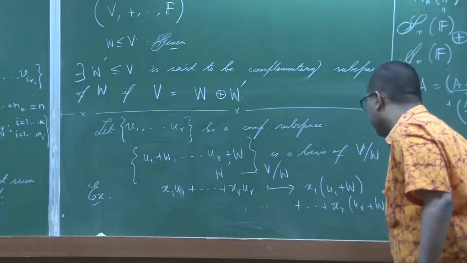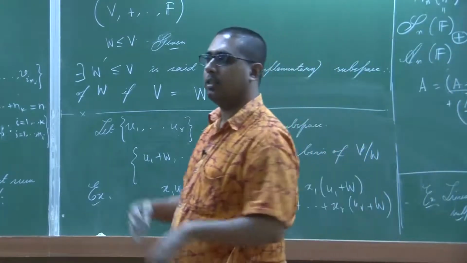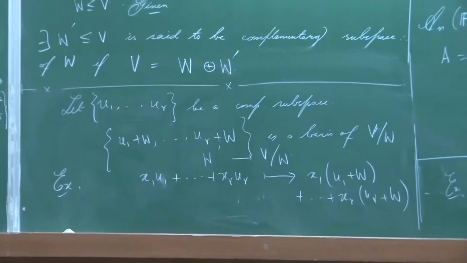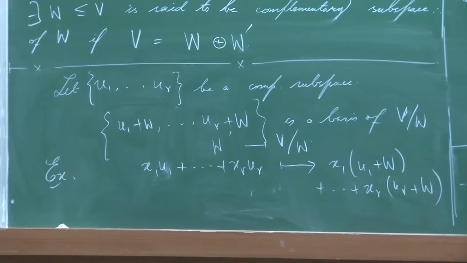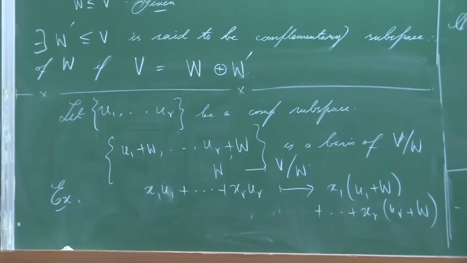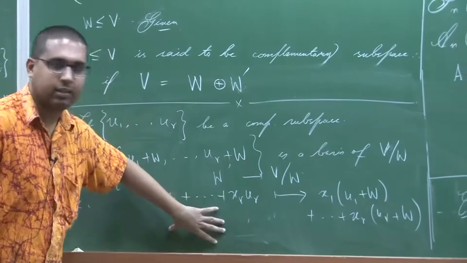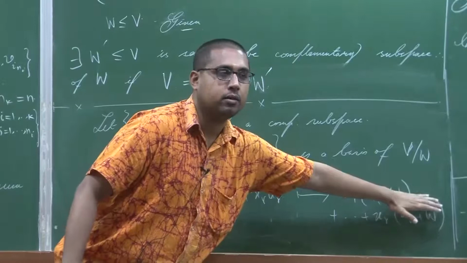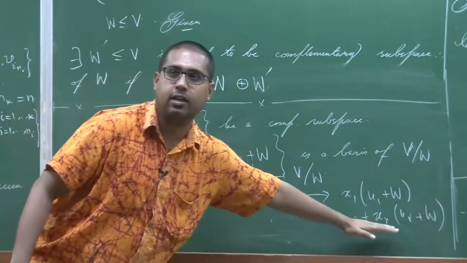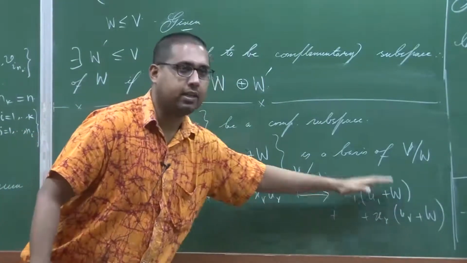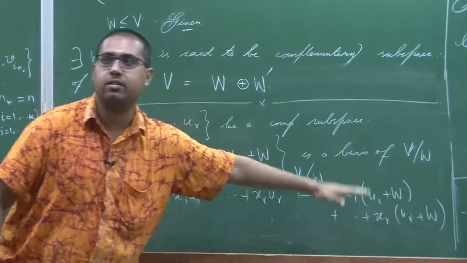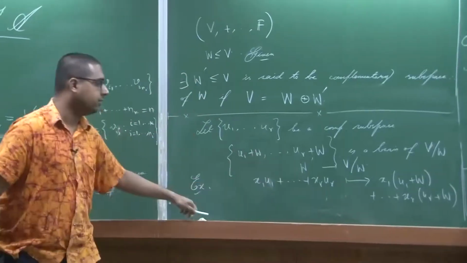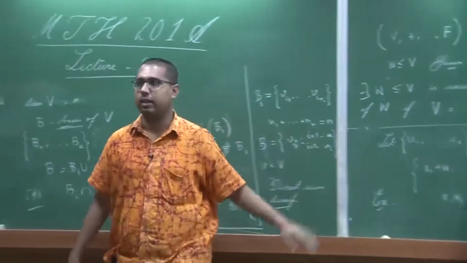This map also has a nature similar to something that we have already witnessed, namely if I add two vectors here and then send the sum to its image by this map, it is the same as sending them to their images and then adding. Similarly for scalar multiplication. I leave this verification to you.